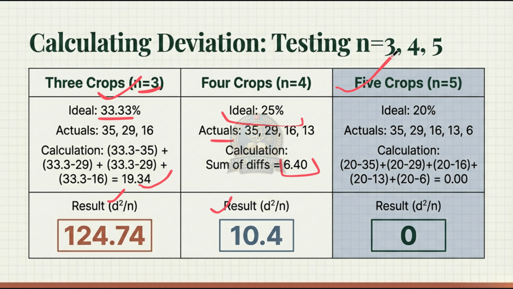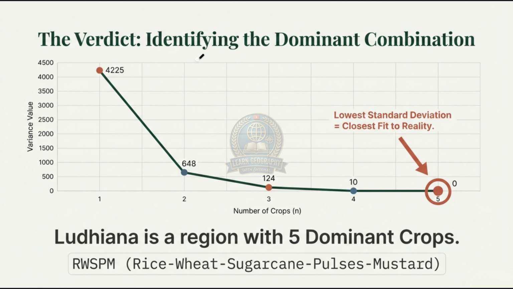5 crops, n is 5, ideal 20%, actual 35, 29, 16, 13 and 6. Calculation: 20 minus 35 plus 20 minus 29 plus 20 minus 16 plus 20 minus 13 plus 20 minus 6 is equal to 0, that is, result is ultimately 0. Okay, the verdict, identifying the dominant combination.